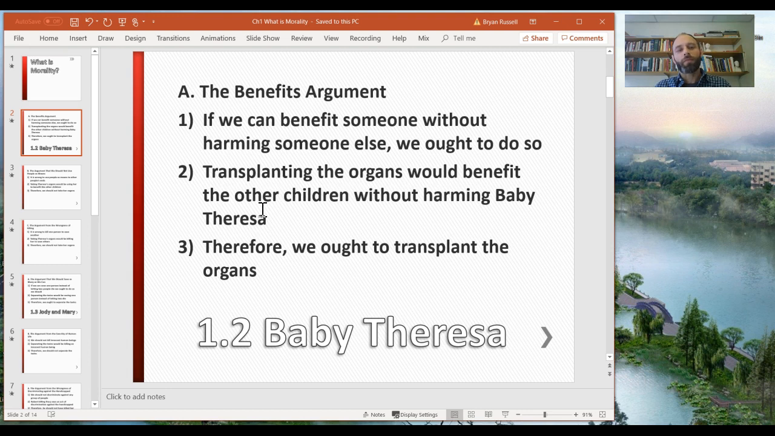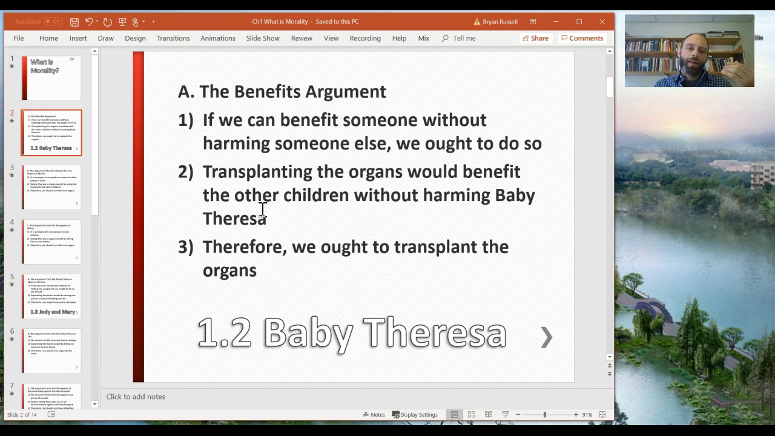Transplanting the organs would benefit the other children. That part seems true, but how about the second part, without harming baby Teresa? That seems open to a very obvious objection. The obvious objection would be, well, hold on, harvesting and transplanting the organs would entail killing baby Teresa. And in normal cases, we think of killing as a case of harming. So ending somebody's life would be harming them in some sense by depriving them of their future, maybe.